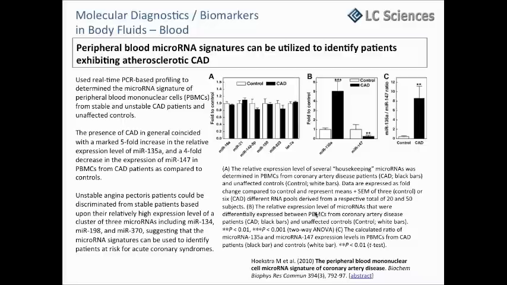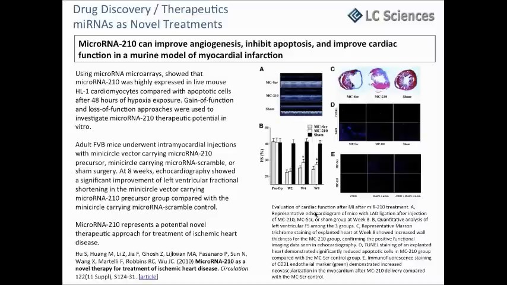Another approach, of course, would be to use just global normalization, and there are attempts to do that in the qPCR field as well. Then if you look at the potential therapeutic function of microRNAs, this was an interesting paper that came out also in 2010.